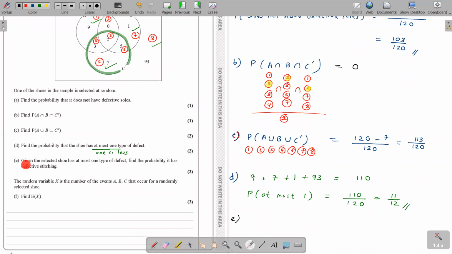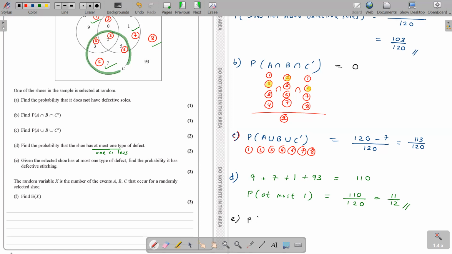Then let's move on to part E. Given that, the word given is there. The moment you see it, you realize you have conditional probability, A given B. Given the selected shoe has at most one type of defect, find the probability it has defective stitching. The finding probability part should come at the beginning of the given.